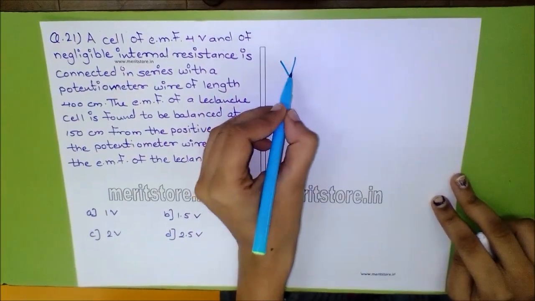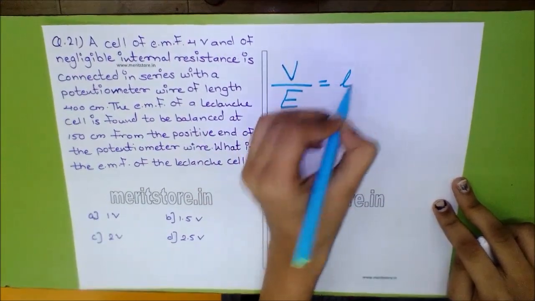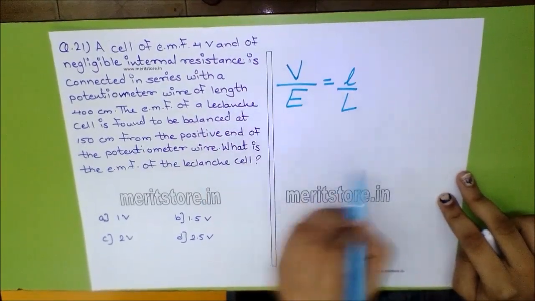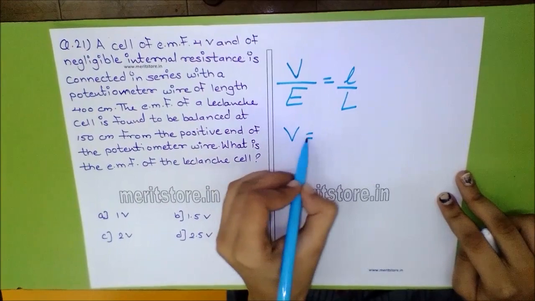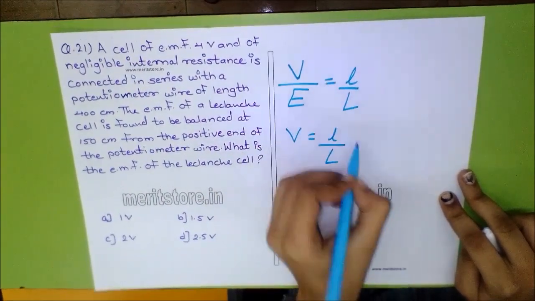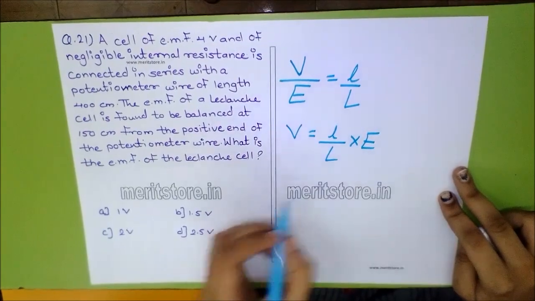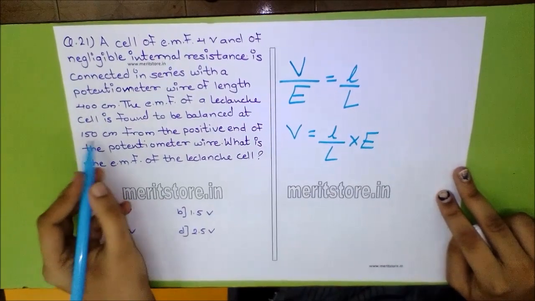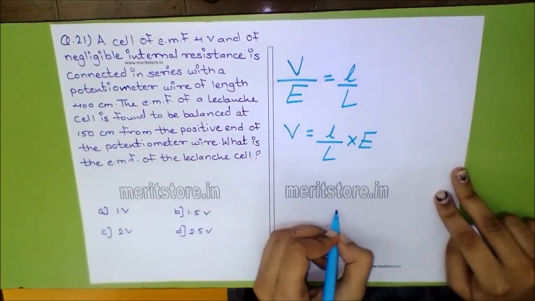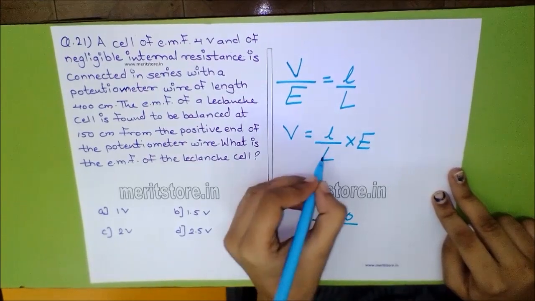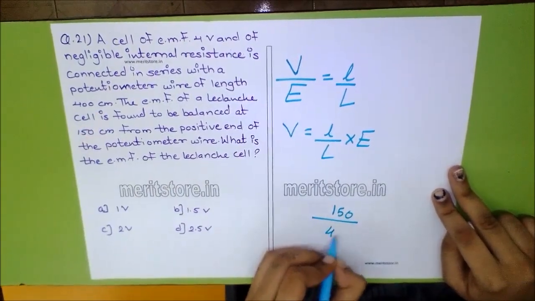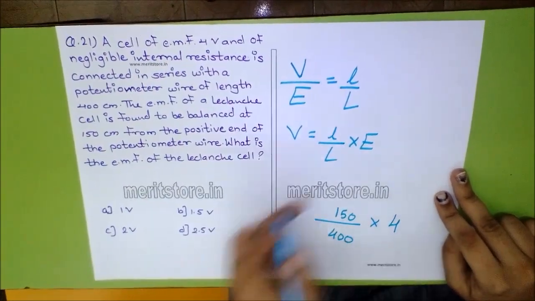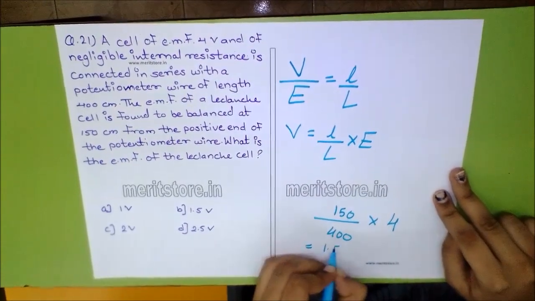Over here we will use the formula V by E is equal to l by L. We are supposed to find V, the EMF, so V will be equal to l by L into E. We have been given the values of both the l's. The small l is given to us as 150 centimeters and the capital L is given to us as 400 centimeters, and the EMF E is given to us as 4 volts. When we solve this entire thing, we get the answer as 1.5 volts.